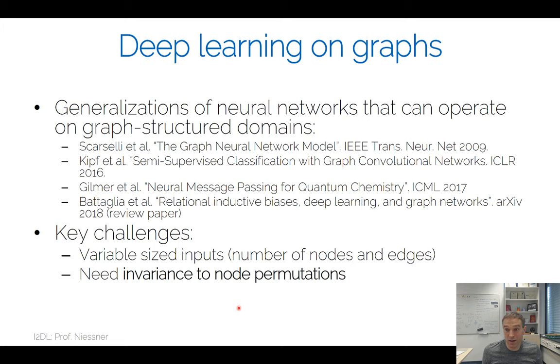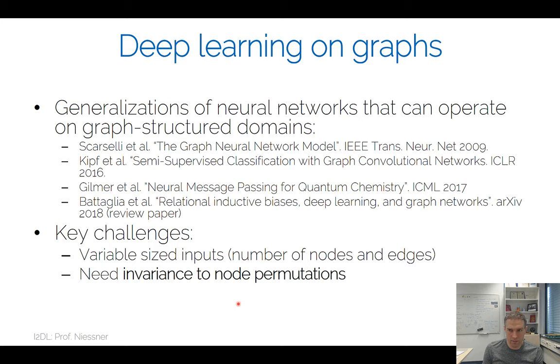To give you an example, in an MLP with, let's say, 10 inputs in the dimension, it matters of course how you order the inputs. That's not so straightforward to handle. So you have to find a way in the architecture itself to realize this invariance to node permutations. These are the two main challenges we have to deal with: variable number of nodes and permutation invariance.